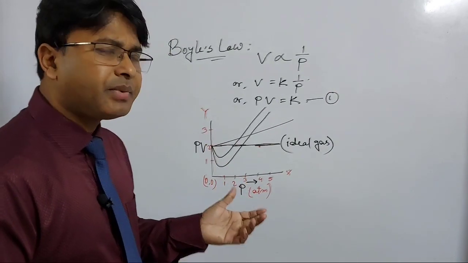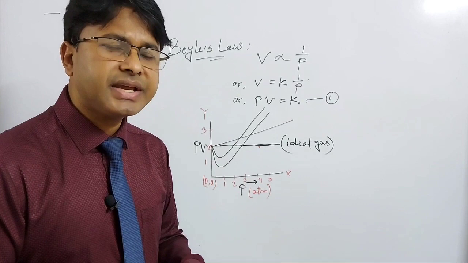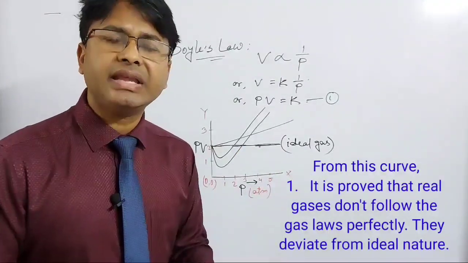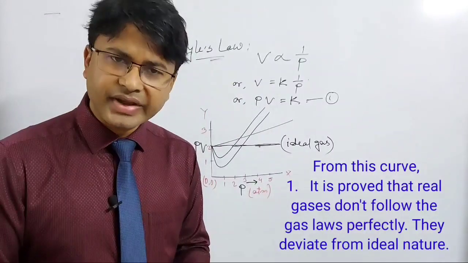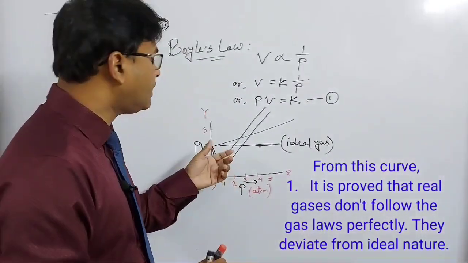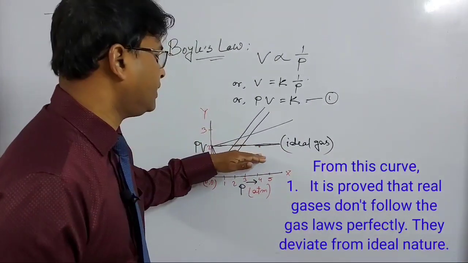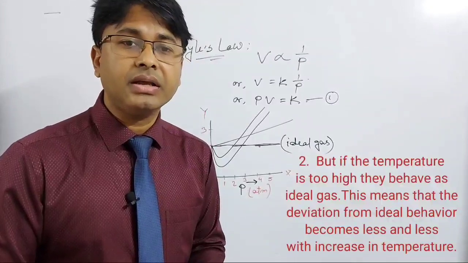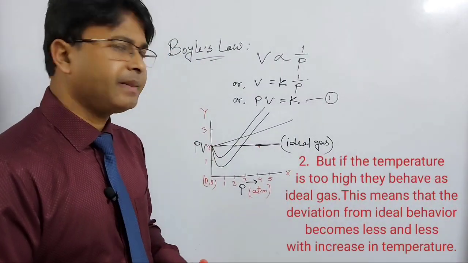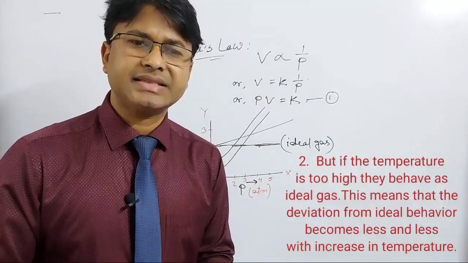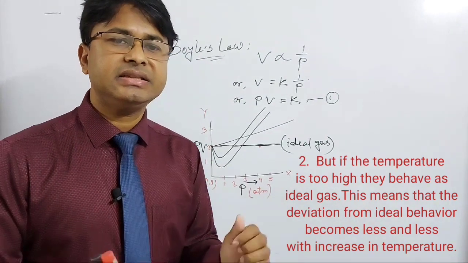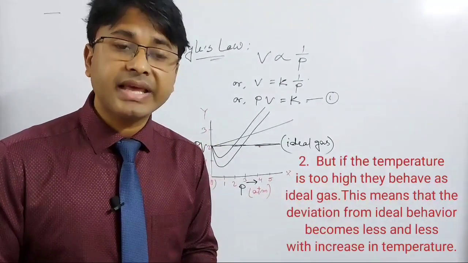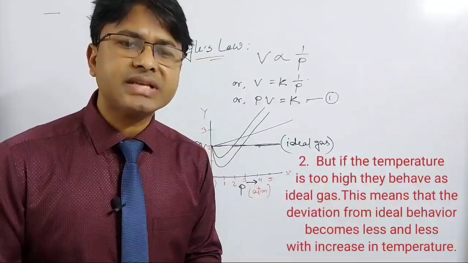So what type of decisions can be taken from this Amagat curve? It proved that the real gases don't follow the gas law perfectly. They deviate from ideal nature. They deviate from the parallel line, ideal nature. This is the first one. And second one, if temperature is too high, then the real gases behave as ideal gas. This means that the deviation from ideal behavior becomes less and less with increase in temperature.